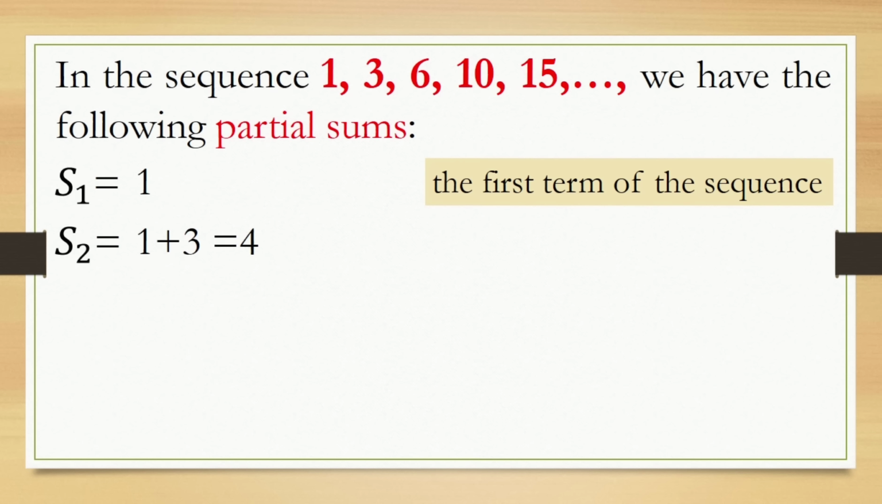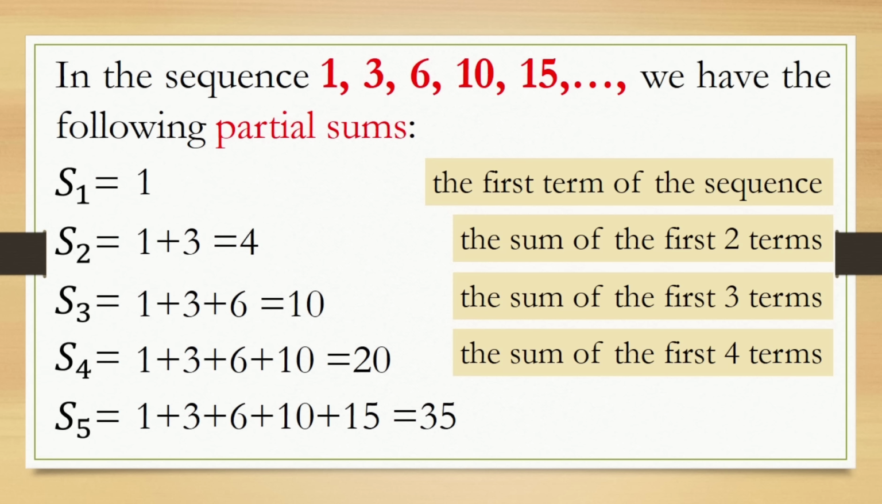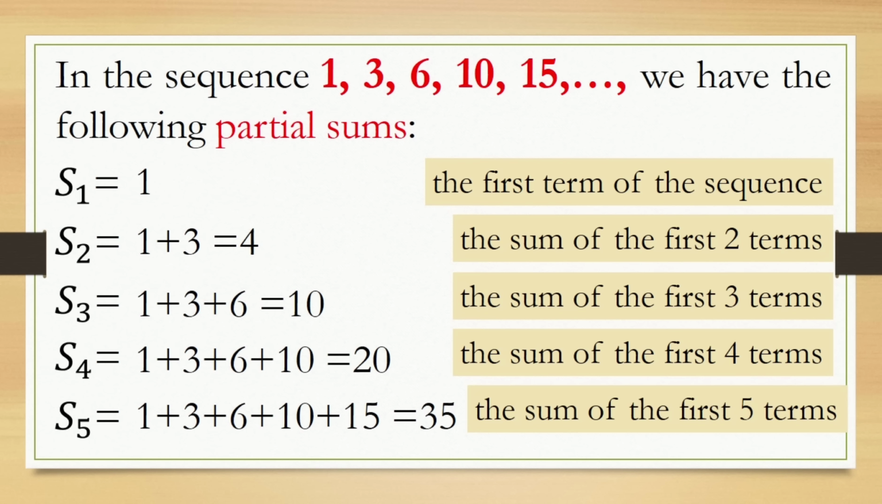S sub 3, we have 1 plus 3 plus 6 equals 10 because this is the sum of the first three terms. S sub 4, 1 plus 3 plus 6 plus 10 is equal to 20. The sum of the first four terms. And S sub 5, we have 1 plus 3 plus 6 plus 10 plus 15 is equal to 35 because that is the sum of the first 5 terms. So, depende kung ano yung nasa S sub 3, so first 3 terms. S sub 4, first 4 terms.